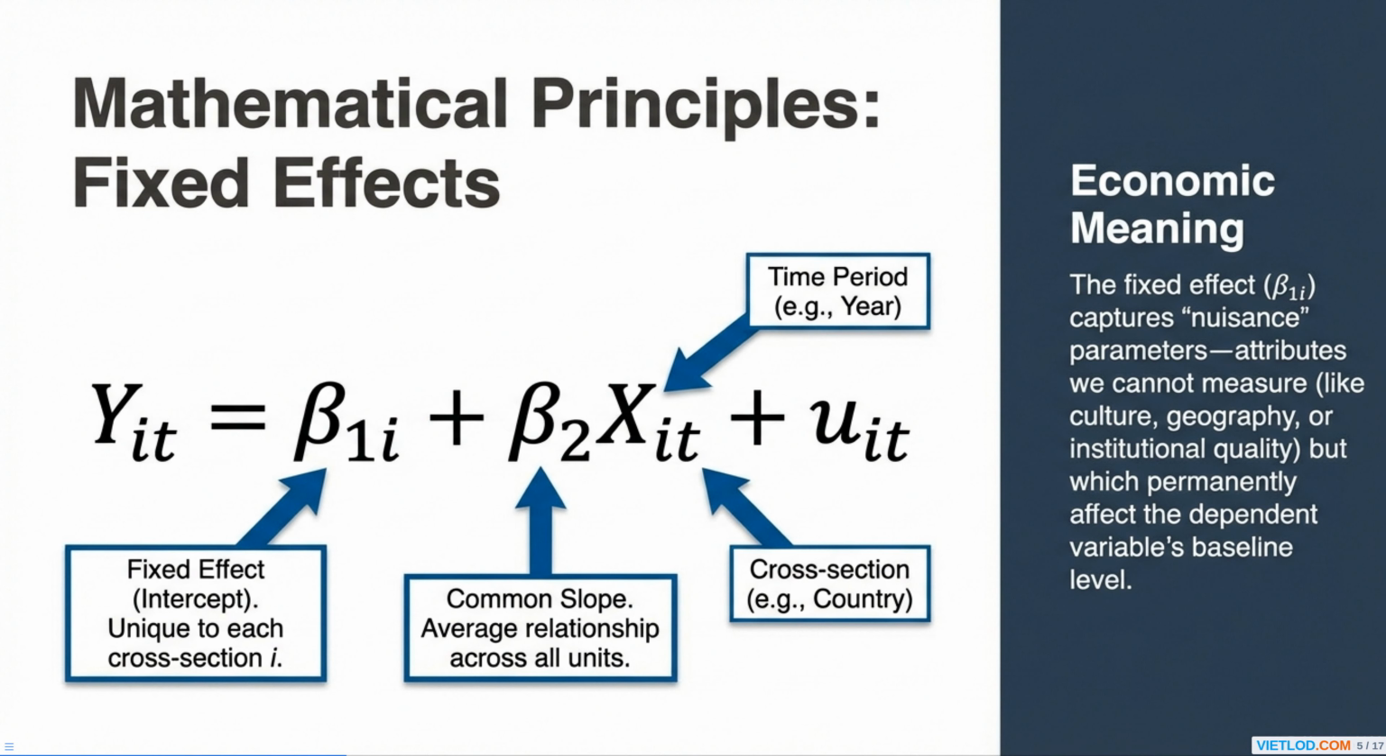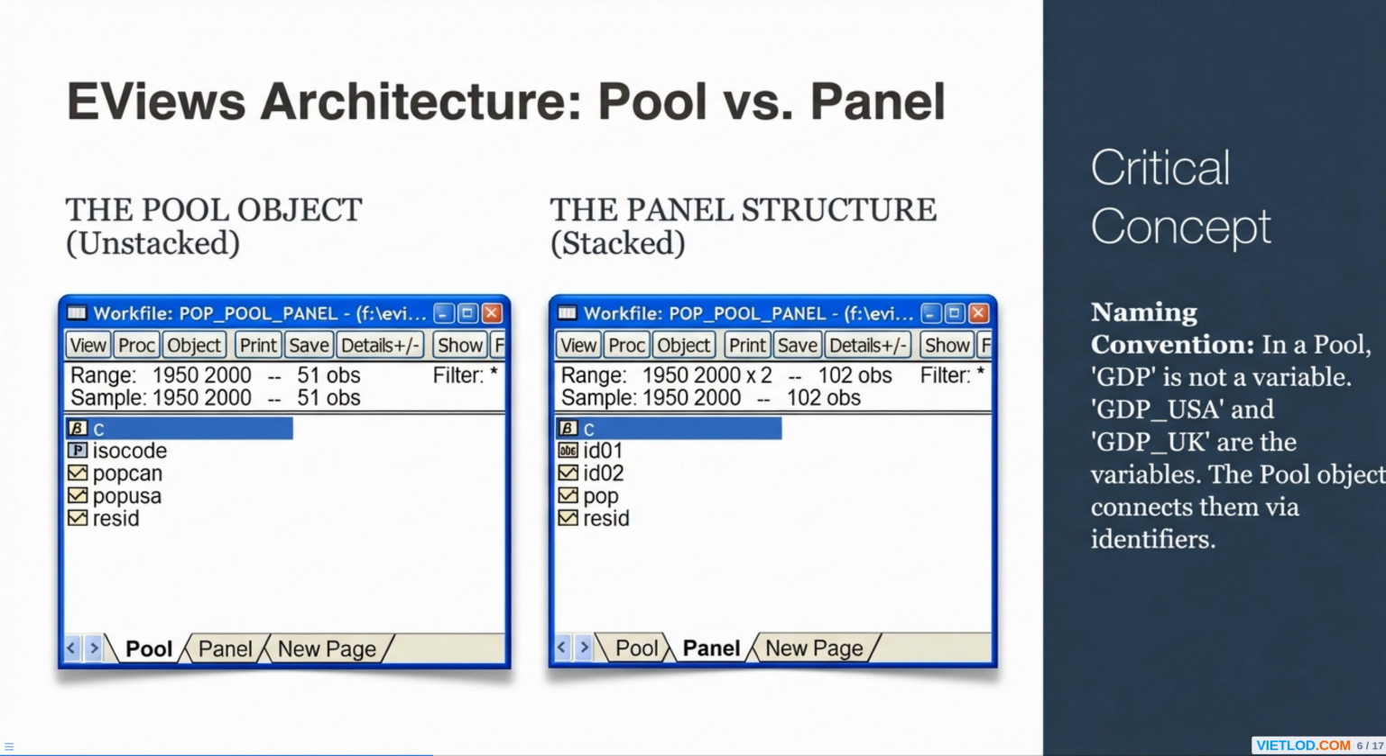Economically, the fixed effect beta 1i absorbs the impact of unobservable, permanent attributes like culture, geography, or institutional quality that affect the baseline level of Y but don't change over time. When studying economic growth, beta 1i for Japan might capture its unique institutional quality, while beta 1i for the USA captures its specific geographical advantages. The coefficient on investment, beta 2, is assumed to be the same for both. Let's apply these concepts to a real-world dataset in our case study on investment and growth in the G7 countries.